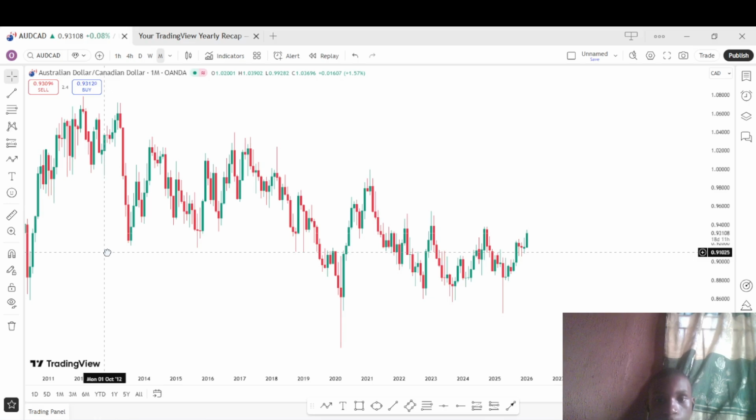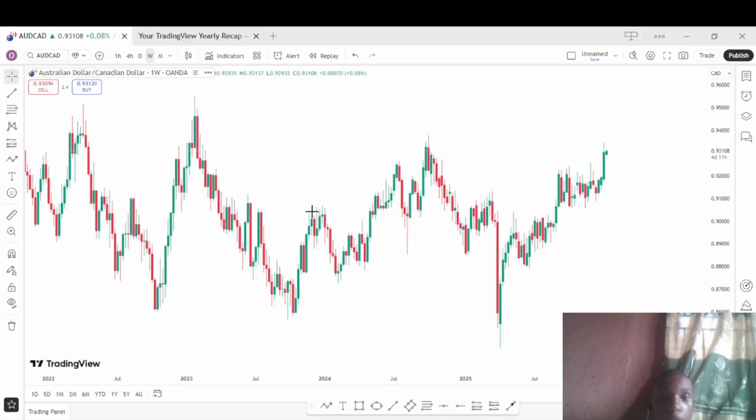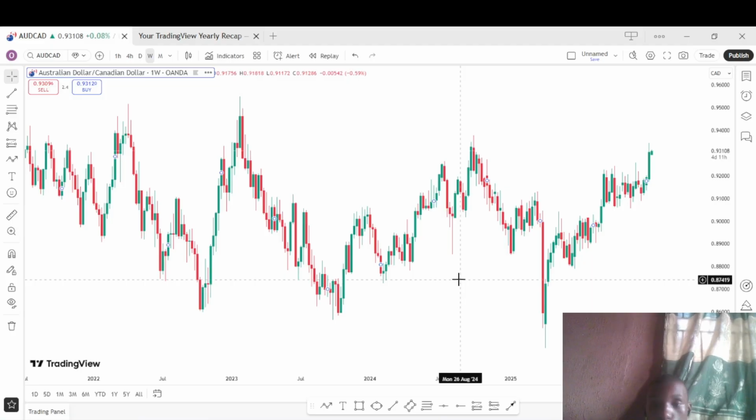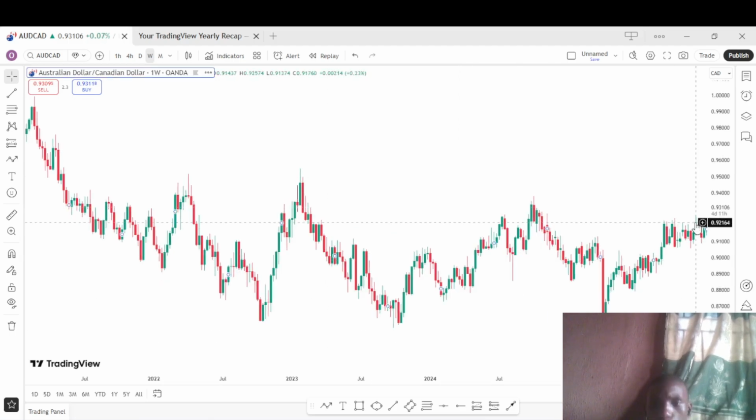So let's go down to our weekly, where we do the majority of our analysis. So here is our weekly time frame. We analyze from the monthly down to the weekly. This weekly is where we plot our major support or resistance zone. We also plot our trend line and lots more. So let's plot our major zone.